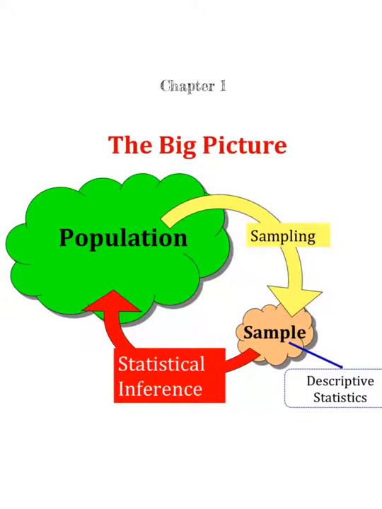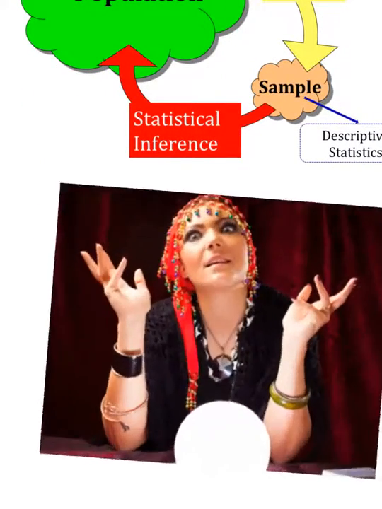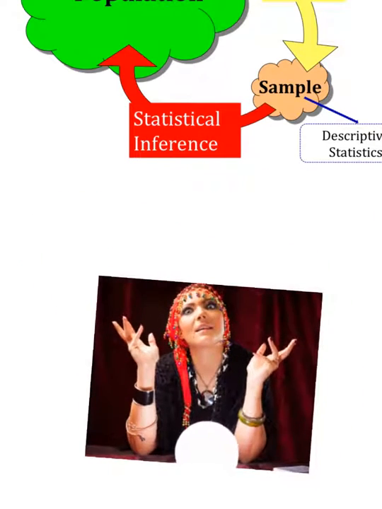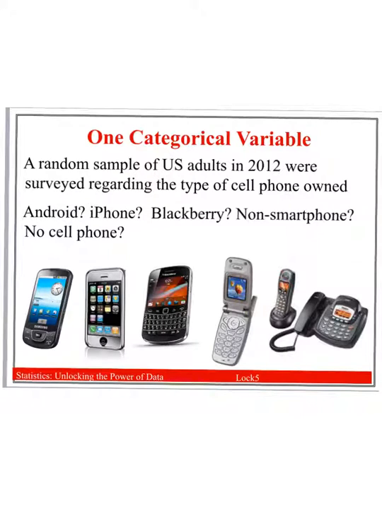We see this a lot when we talk about elections. It's almost like economists or statisticians are used as fortune tellers to actually predict the future. So this next study comes from 2012, when a bunch of US adults were asked what type of cell phone they owned: Android, iPhone, BlackBerry, non-smartphone. Look at that flip phone.